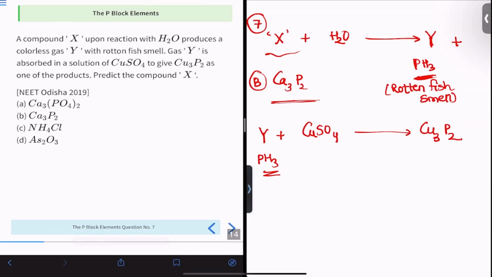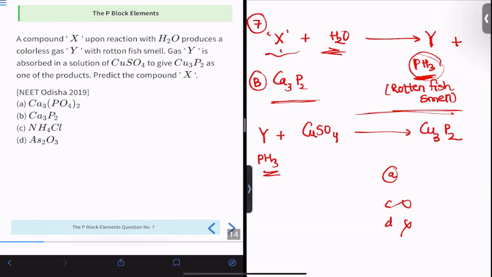First, what did I do? X reacts with water to give a rotten fish smell gas. Rotten fish smell gas is PH3. So to get PH3, which one of the following options is more related? As2O3, if it reacts with water, you'll never get PH3. So option D is ruled out. When ammonium chloride reacts with water, will you get PH3? Never. So option C is ruled out.